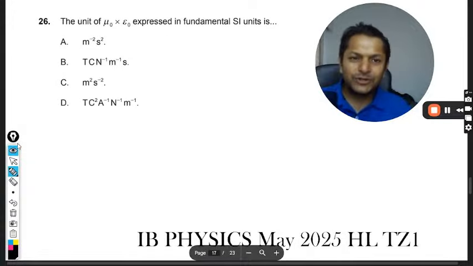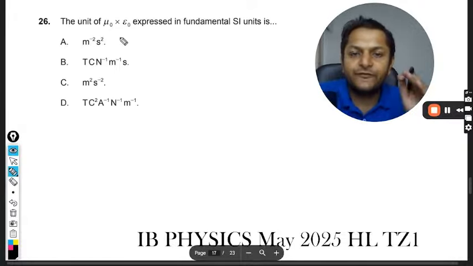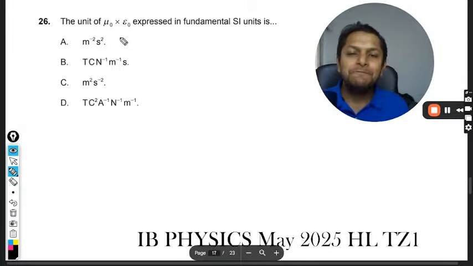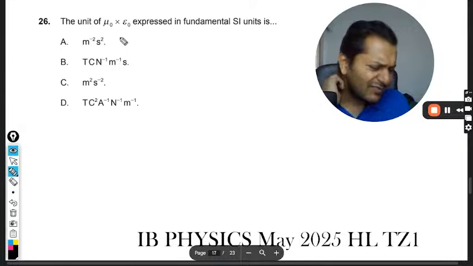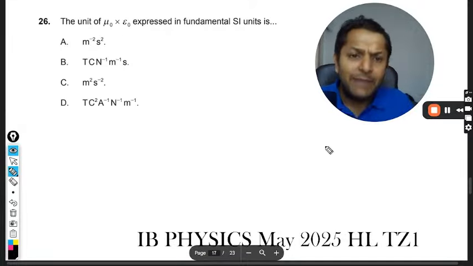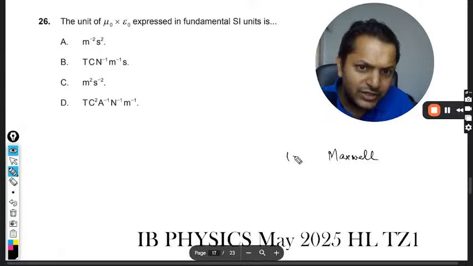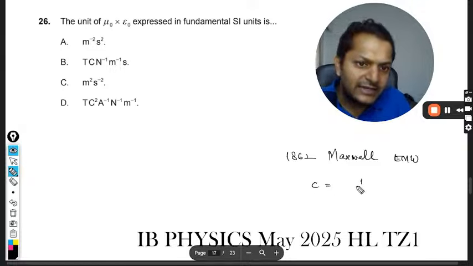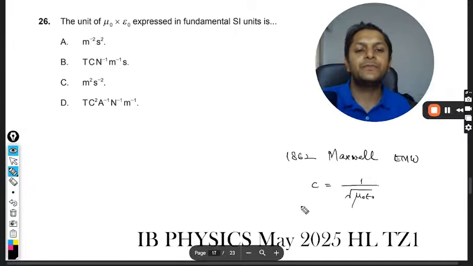Okay, dear students, let's see what is there in this question. The unit of mu naught into epsilon naught expressed in fundamental SI unit is, oh my God, now this is a cornerstone question, I would say. Now listen to this. There is a formula. Maxwell gave a theory, and this theory came in 1862 about the electromagnetic waves. And he said that the speed of light can also be written as one over the square root of mu naught epsilon naught.